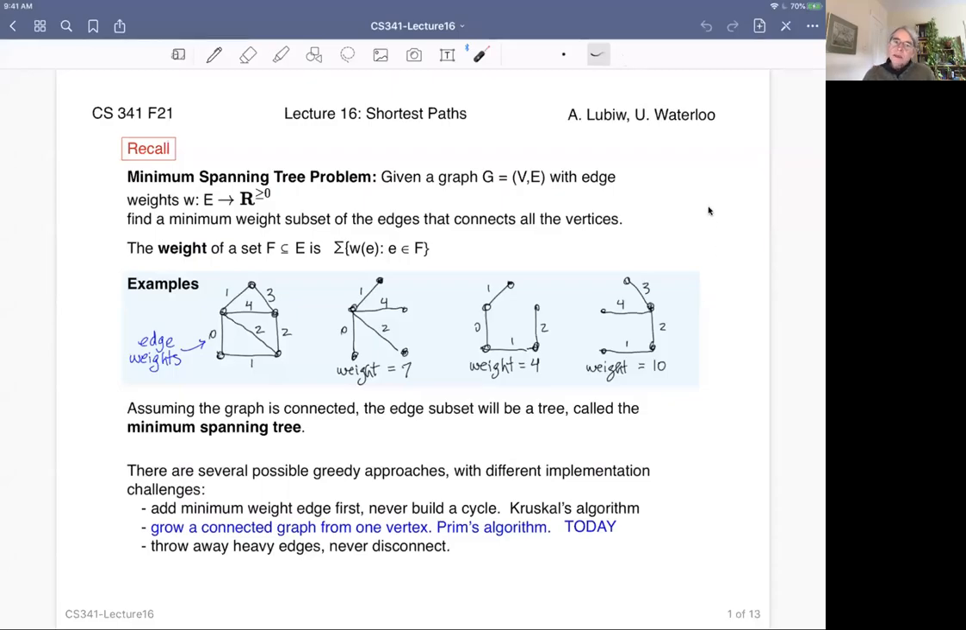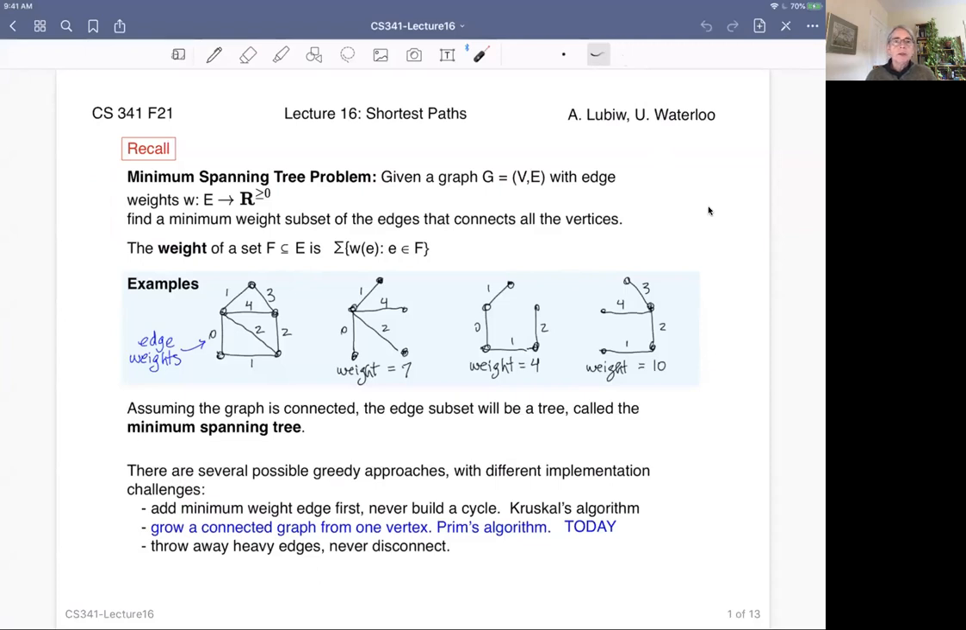Hello, everyone. Today, what we're going to do is finish up on minimum spanning trees, looking at Prim's algorithm, and then get started on shortest paths and look at one of the most famous algorithms in computer science, which is Dijkstra's shortest path algorithm. I like to do these two algorithms in the same lecture because they have a lot of similarities. So let me start by reminding you what minimum spanning trees are.